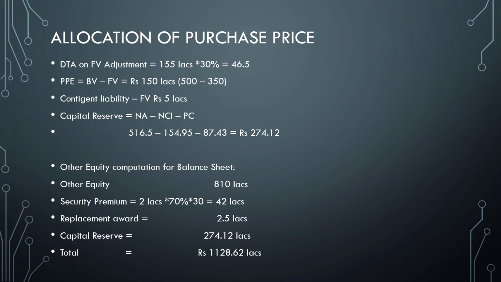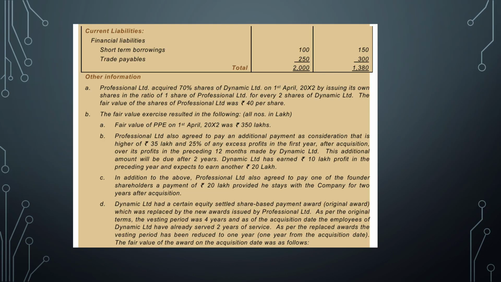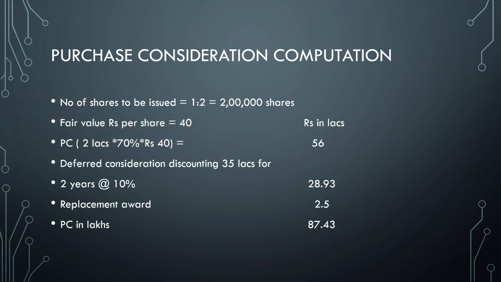So now allocation of purchase price. So DT and fair value adjustment. Only in case of PP there will be a difference, because the PP as on 31st March is, as per the question, fair value of PP is 350 lakhs. So 500 minus 350 will give you 150.